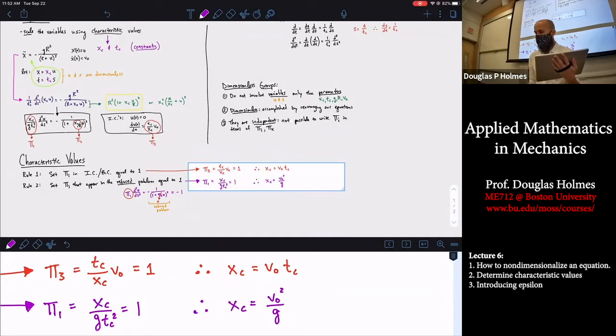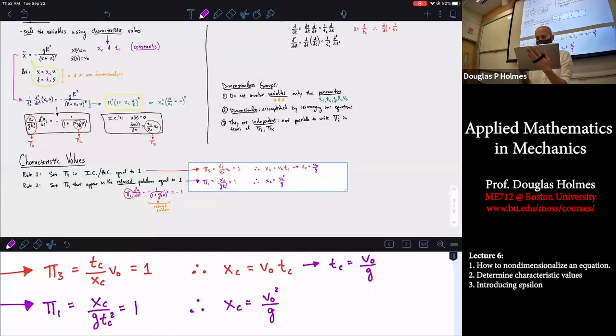I guess I probably should have solved for TC in this top one, but it doesn't matter. Well, now that I know XC, I can solve for TC and find that my characteristic time scale is set by my initial velocity over gravity.